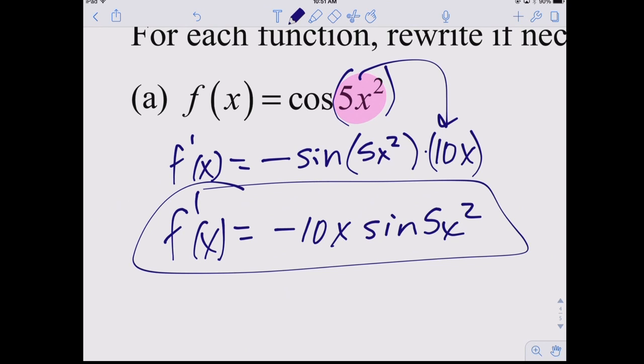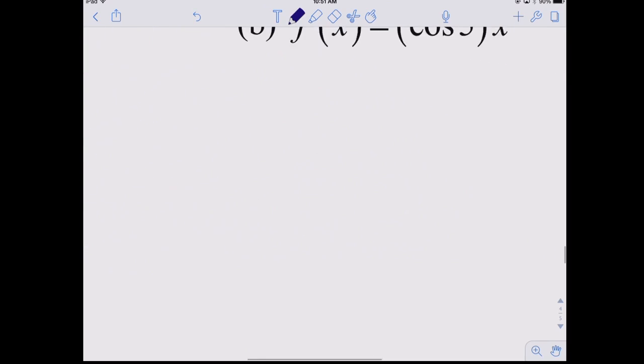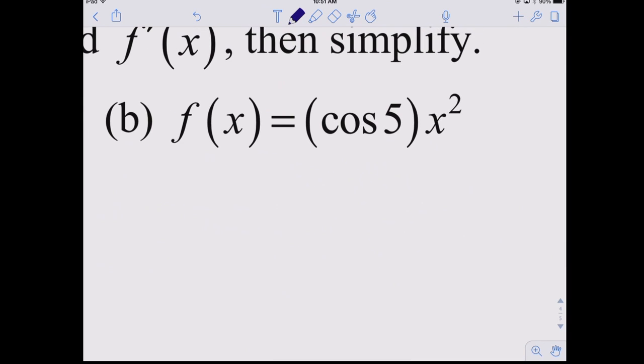That was a nice, easy one to start with. Letter B. Now the parentheses are there, so if the parentheses are there, we take them as they are. This is f of x equals cosine of 5 times x squared. What rule is this going to require? Is this a chain rule? Product rule? You could use a product rule. You could do it like that. Let's try the product rule.